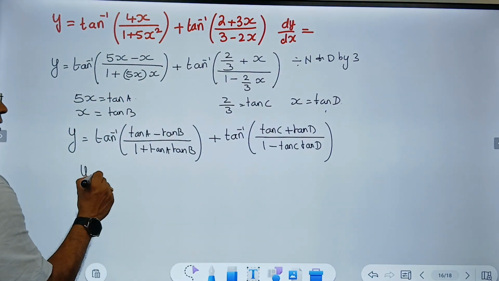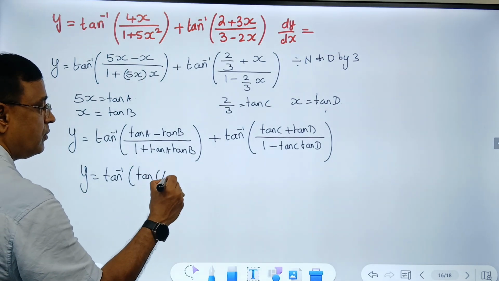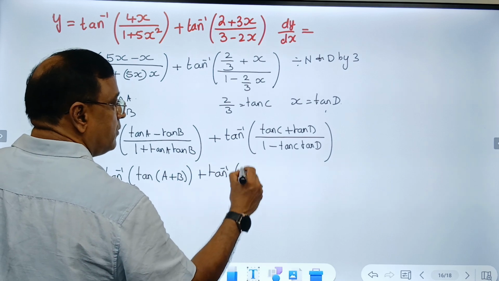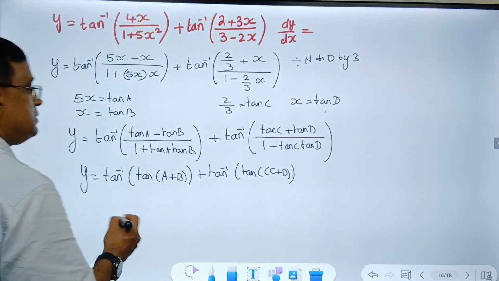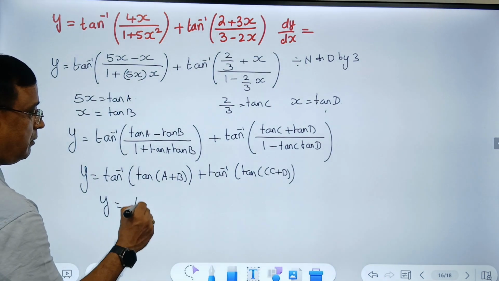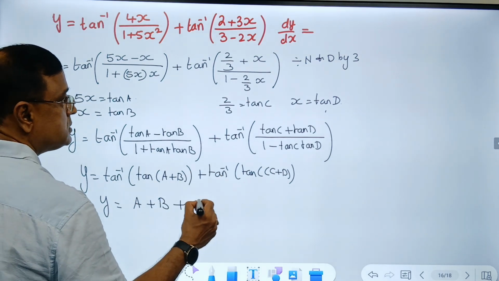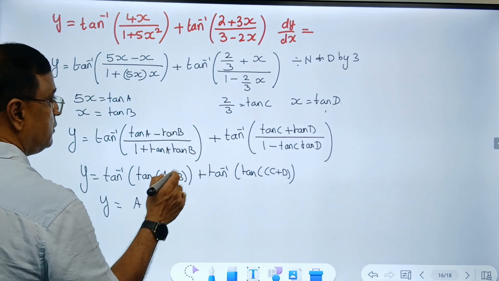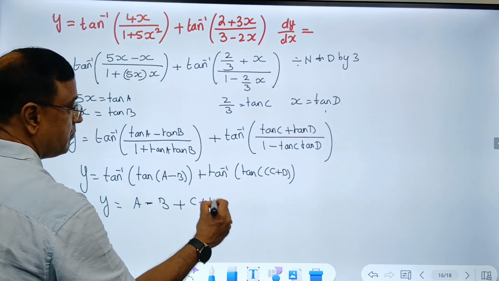Now this is nothing but tan inverse of tan of A minus B. This is tan inverse of tan of C plus D. Now what is this? This is A minus B, I'm sorry, A minus B. This is C plus D.